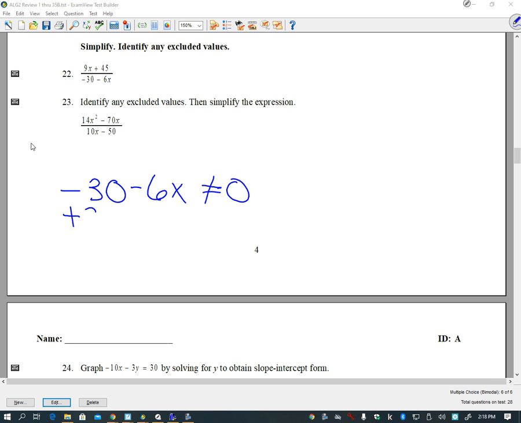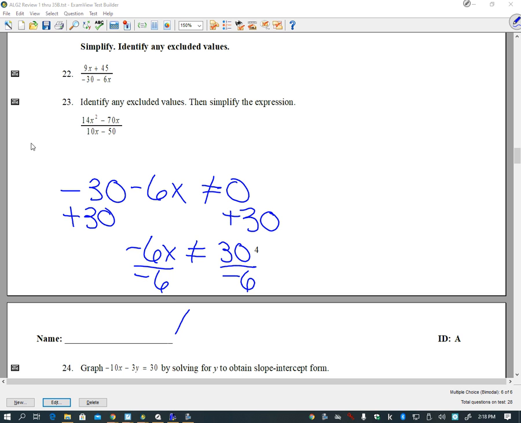All right, so how do I do that? Add 30 to the other side. Now it's like, that's fine, but listen, no matter what, you cannot let negative 6x be equal to 30. Okay, now what? Divide by negative 6. What's 30 divided by negative 6? Negative 5. So we should go back and test it.